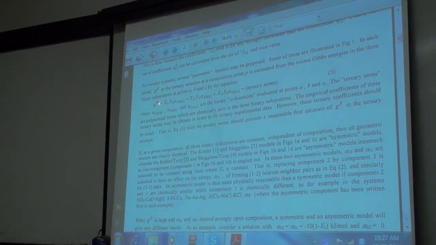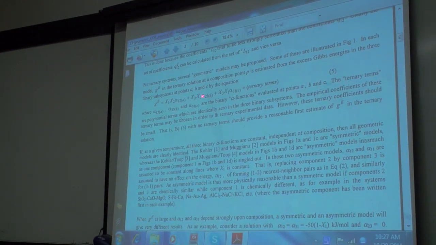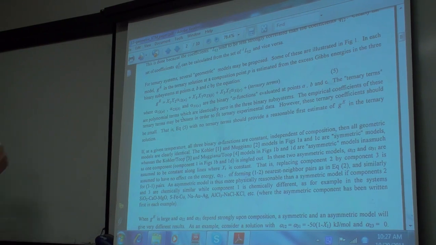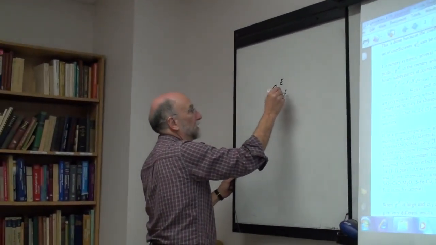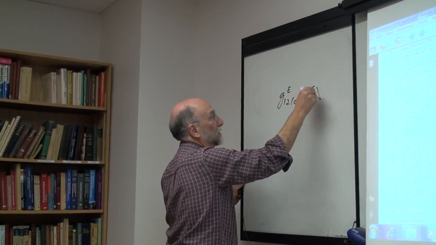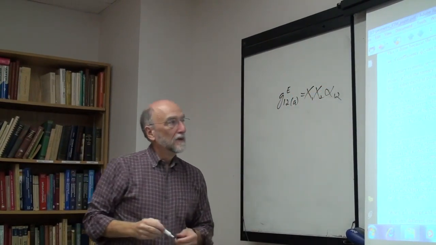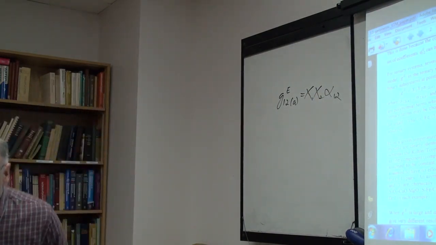Okay, so we dealt with this equation here, x1, x2 times... This is the Kohler-Muggianu geometrical techniques for going from binary to ternary, estimating ternaries from binaries. And everything is based on this equation here. The gxs in the ternary is x1, x2 times alpha 1, 2, where gxs in the 1, 2 binary at point A equals x1, x2, alpha 1, 2, and so on. And the various methods are all based, as I say, upon this same equation.